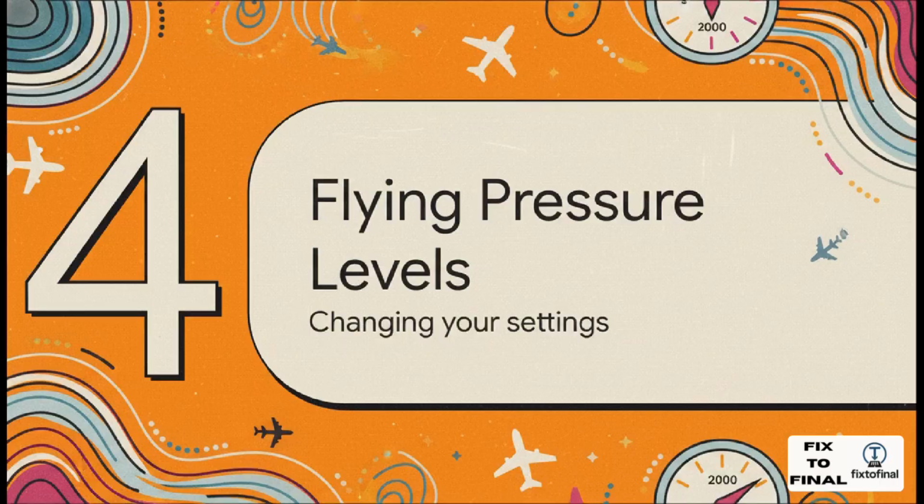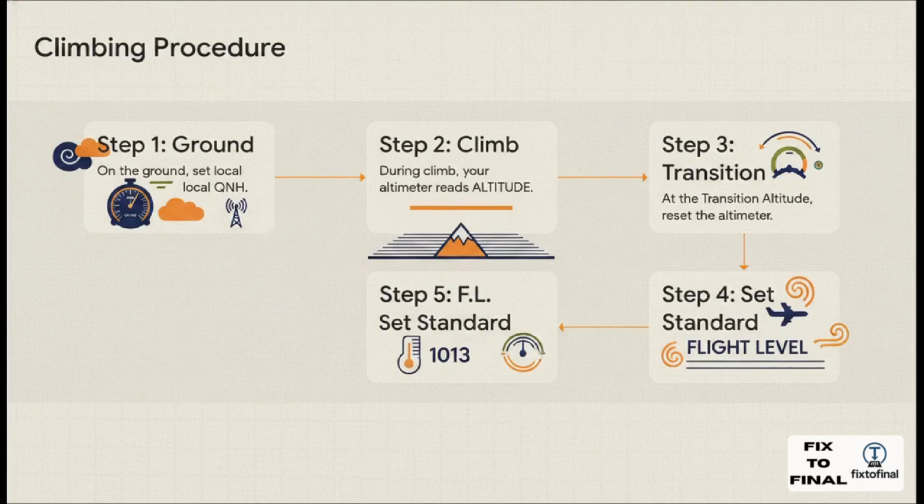Let's walk through the procedure. This needs to become muscle memory for you. On the ground, you get the local QNH from ATC and you set it. As you're climbing out, your instrument is reading your altitude. But when you climb through a published level called the transition altitude, that's your cue. You reach over, you wind the setting to the standard 1013, and from that exact moment, you have to change your thinking. You're not at an altitude anymore. You are now flying a flight level. It's a simple action, but a critical piece of airmanship.